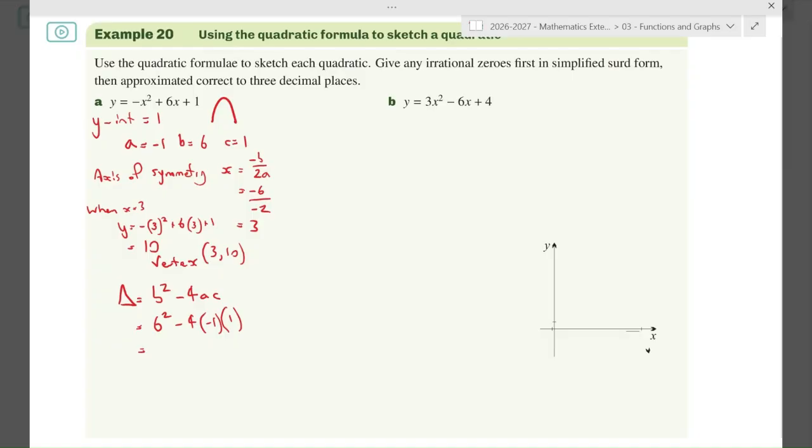Plus 4. 40. I shouldn't have to do multiple steps when it's just arithmetic. I don't want to do the 6 squared first and then do the minus 1 times 4. You guys are in year 11. You should be able to do arithmetic. So 6 squared minus 4 times minus 1 times 1 will give you 40. Yeah? What does that tell me?